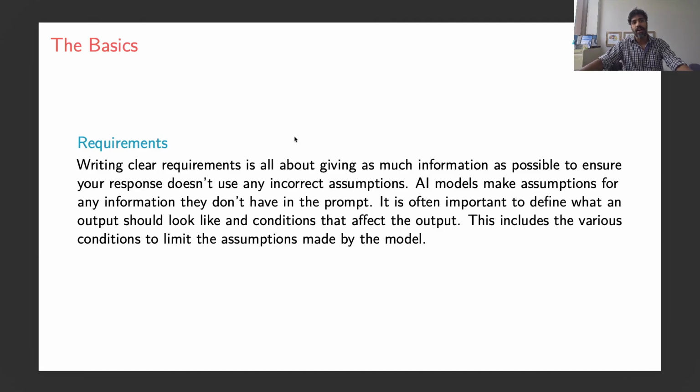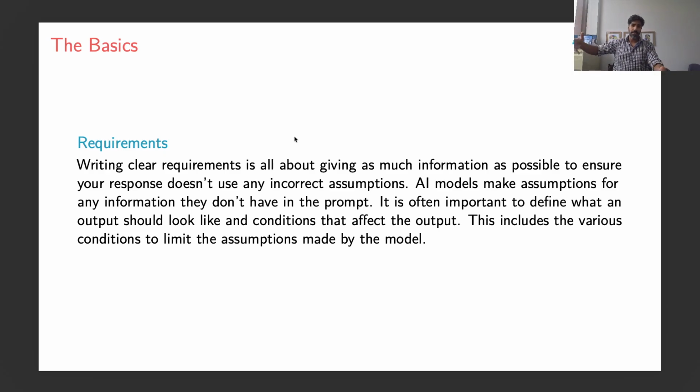The requirements: writing clear requirements is all about giving as much information as possible to ensure your response doesn't use any incorrect assumptions. AI models make assumptions for any information they don't have in the prompt. It's important to define what an output should look like and the conditions that affect the output. This includes the various conditions to limit the assumptions made by the model. In a nutshell, you want to be specific, give it as much detail as possible, and try to imagine in your head what that output should look like, and then provide that description to the AI.